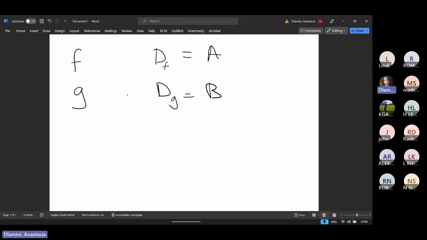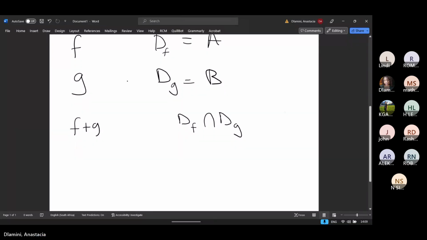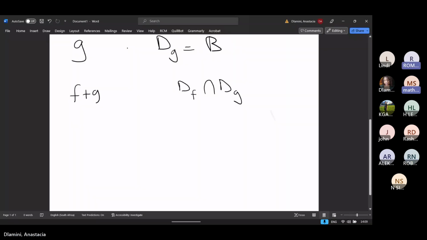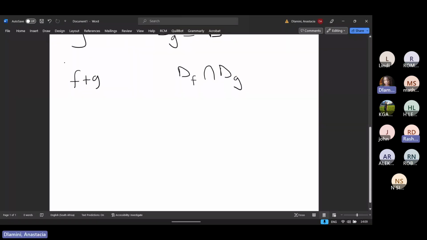Now, if we do the following combination, f plus g, it means that we're taking the function f and adding the function g. Then the domain of f plus g will be the intersection of the domain of f and the domain of g. Are we all together there?